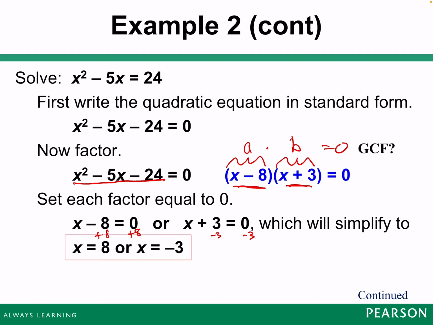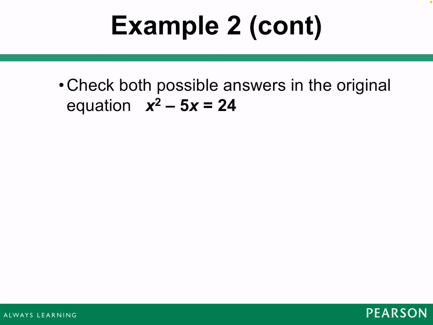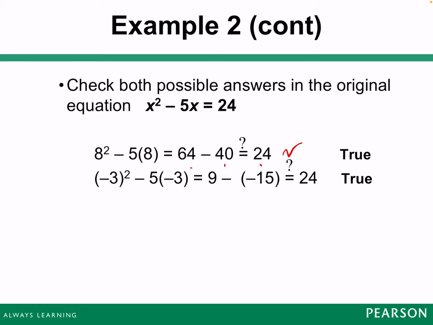How do I check that answer now? Well, you take those numbers and you plug them back into the original equation. If I plug in 8 for x and I do the math, I do get 24. Check. If I plug in negative 3 for x, and look at what I did here, you have to wrap parentheses around that negative 3 before you square it. I also get 24. So we know the solutions are 8 and negative 3.